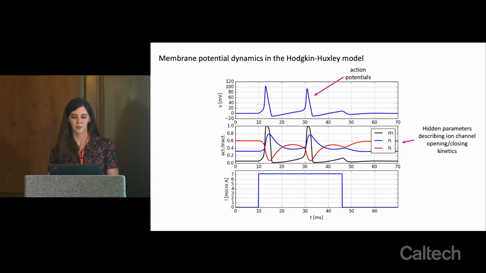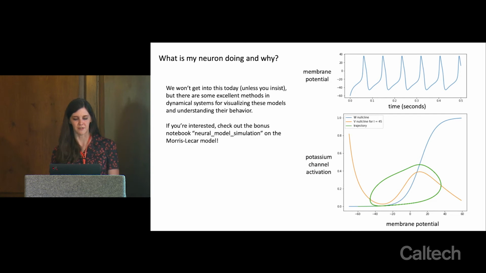In the Hodgkin-Huxley model, there are 3 hidden parameters that describe how ion channels are opening and closing, usually called M, N, and H. They're just kind of capturing the rate of current flow across the membrane through these different ion channels, and it's a product of these that effectively gives you the conductance of the sodium channels and the conductance of the potassium channels.